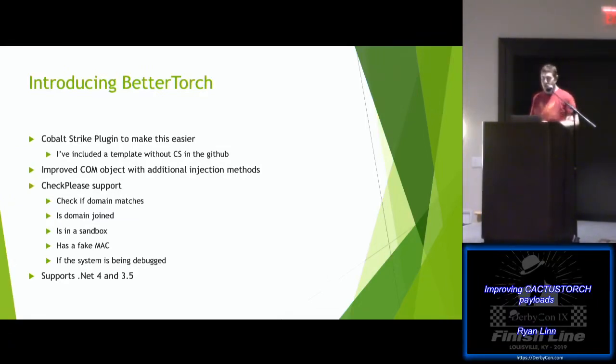It also includes check please, which is another interesting project that you can just pop into your C# projects. It can check to see if the domain it's running on matches the one you expect, if it's domain joined at all. And just checking whether it's domain joined at all is enough to stop execution in a lot of the sandboxes, because most of them aren't domain joined. One of the other things was CACTUSTORCH only supported .NET 3.5. I started running into a lot more places where people had Windows 10 with just .NET version 4. So this supports .NET 4 and .NET version 3.5.